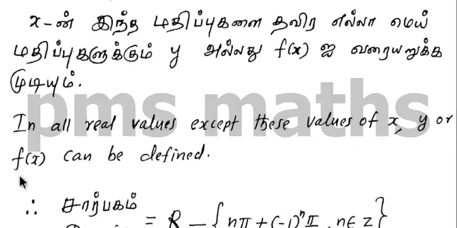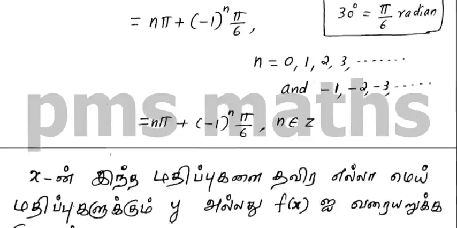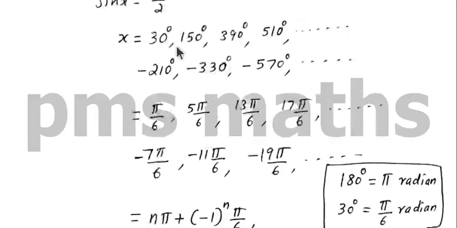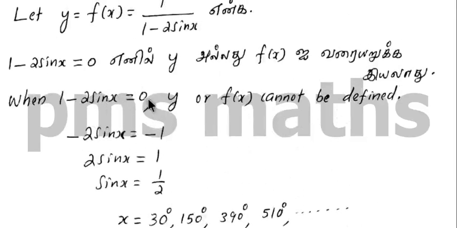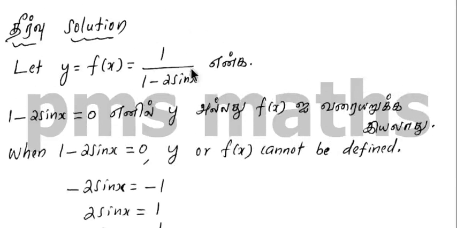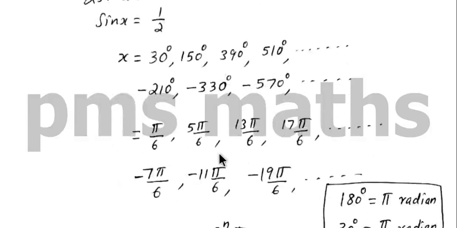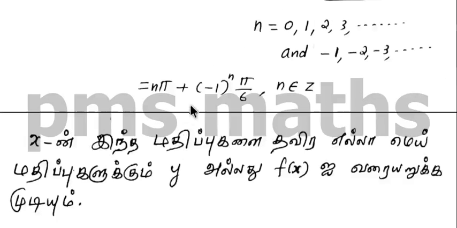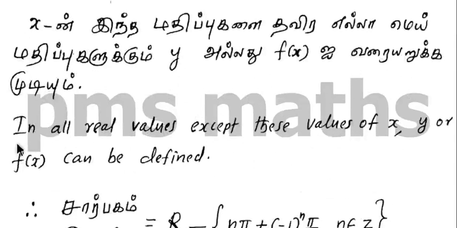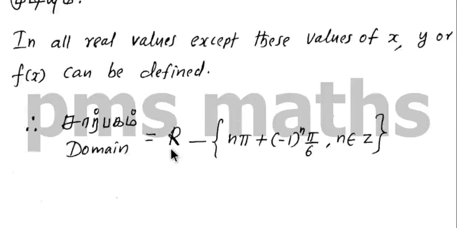For these values of x, here we will get 0. Here 0 means the denominator becomes 0. 1 by 0 is not defined. Therefore, y or f of x cannot be defined for these values of x. It means generally this value. In all real values except these values of x, y or f of x can be defined. Therefore, the domain is R, the set of all real values except these values. This is the domain.